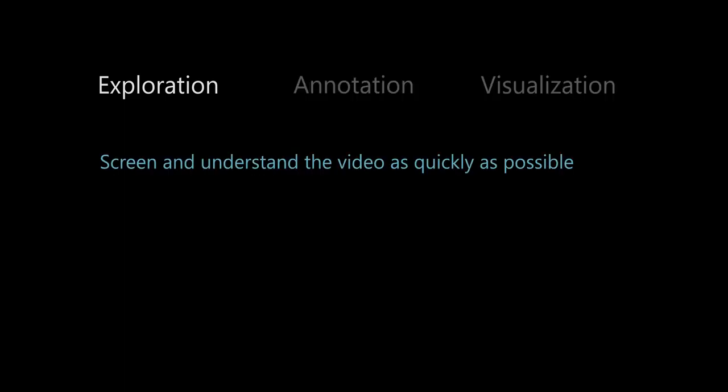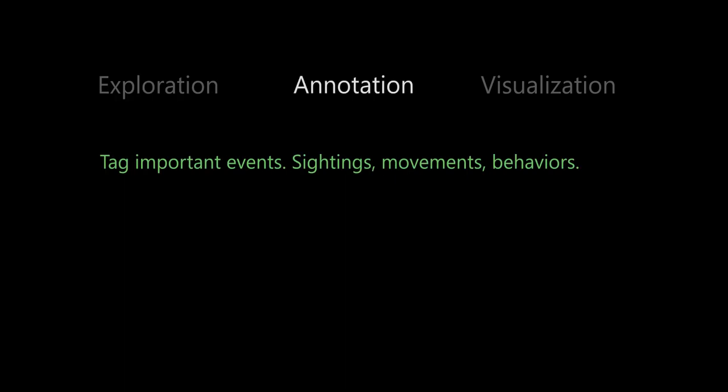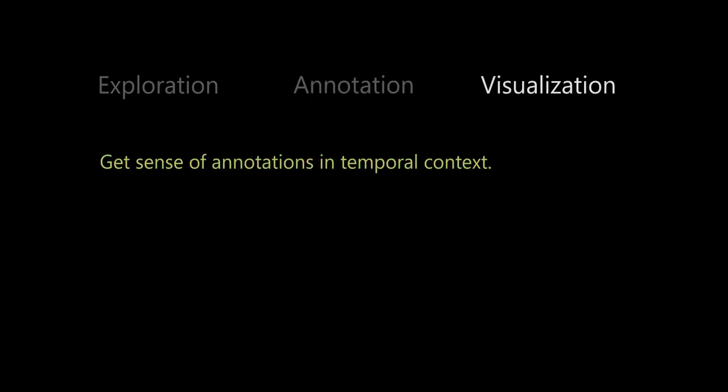Exploration. Even though the video material is recorded with a clear purpose in mind, there needs to be a way to screen and understand the video as quickly as possible. Annotation. As scientists watch their recordings, they need the ability to immediately note the instance and location of any important event. This could be anything from just counting how many times something appears to tracking its movements or characterizing behaviors. Visualization. To get a sense of the annotations and their relative context, it is useful to visualize and browse them at both coarse and fine scales.